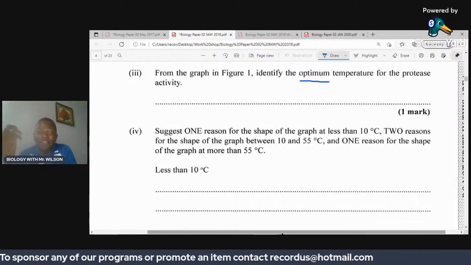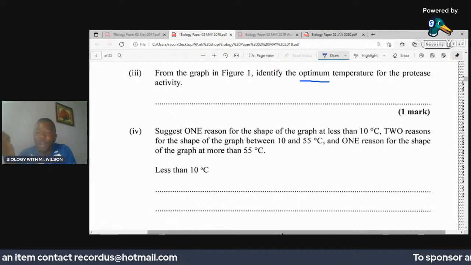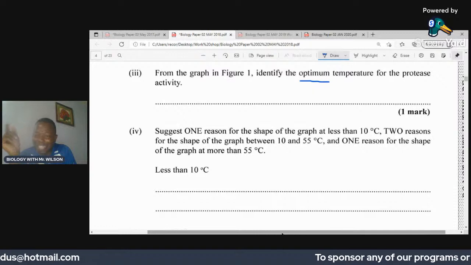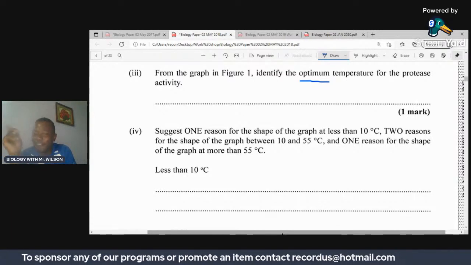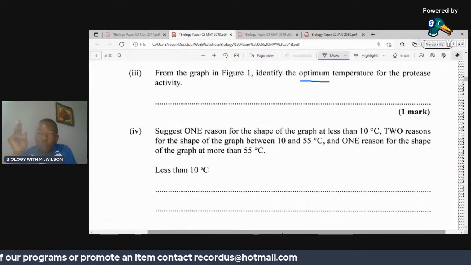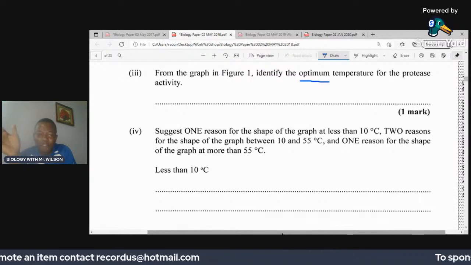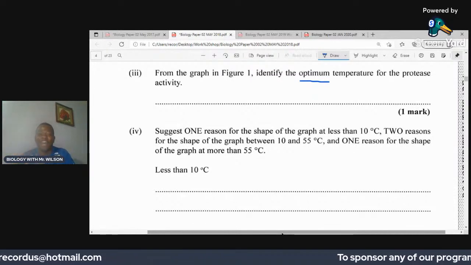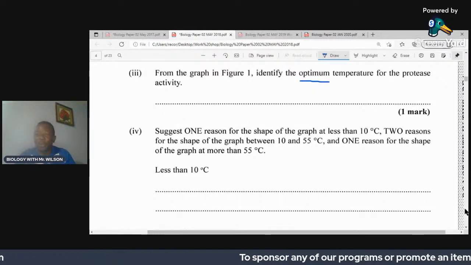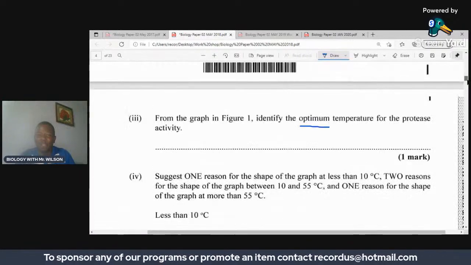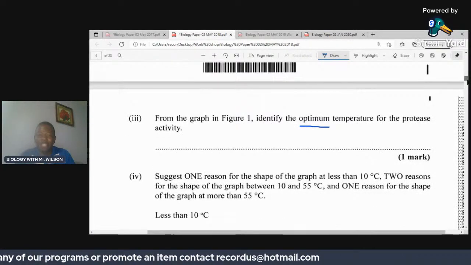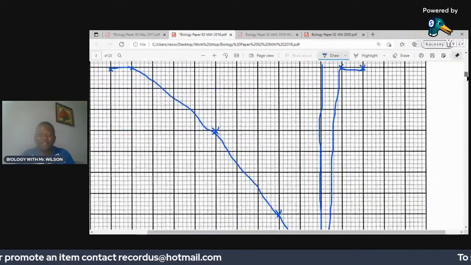Let me just read it again. Just one reason for the shape of the graph at less than 10 degrees Celsius, two reasons for the shape of the graph between 10 and 55 degrees Celsius, and one reason for the shape of the graph above 55 degrees Celsius. So I'm going to come right back up and show you where they want that information from.